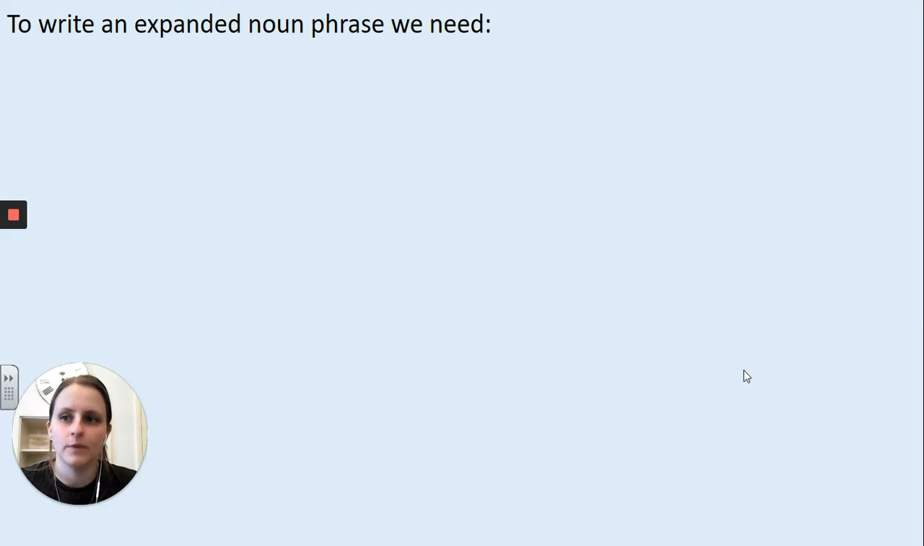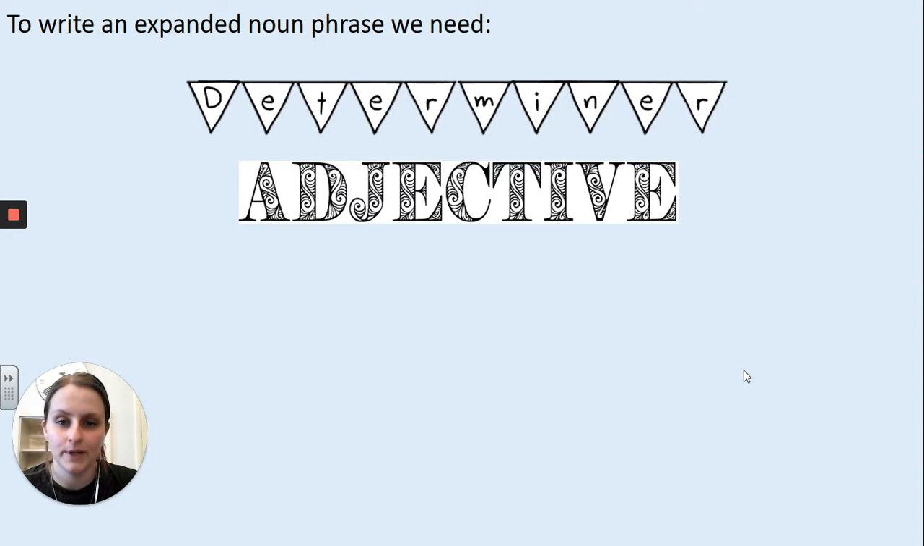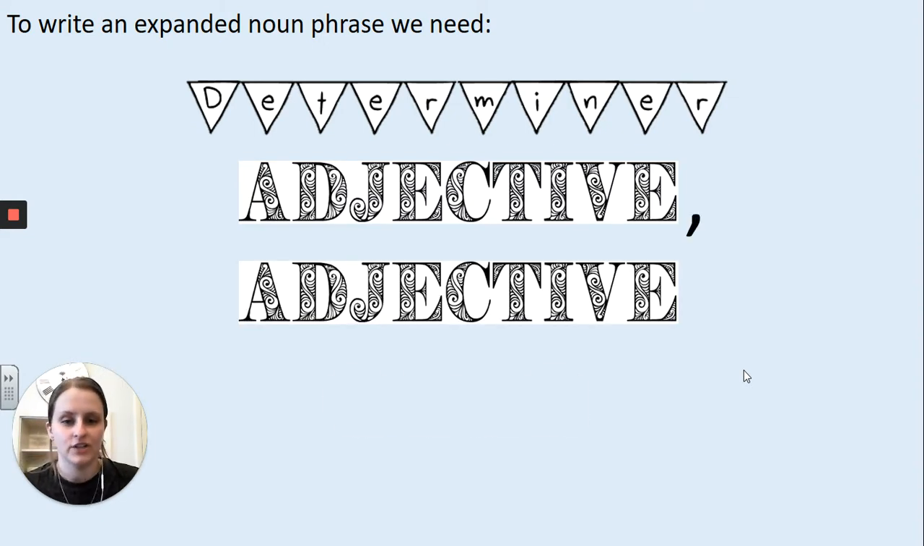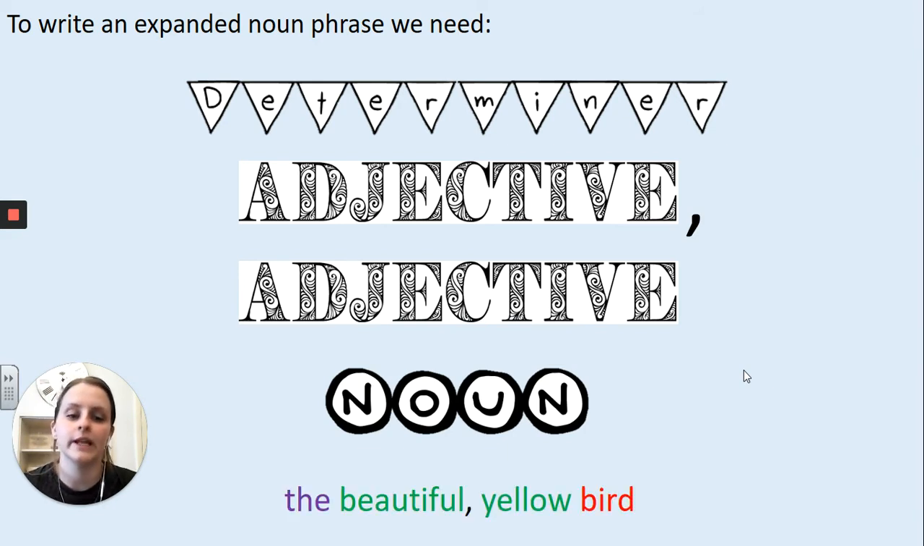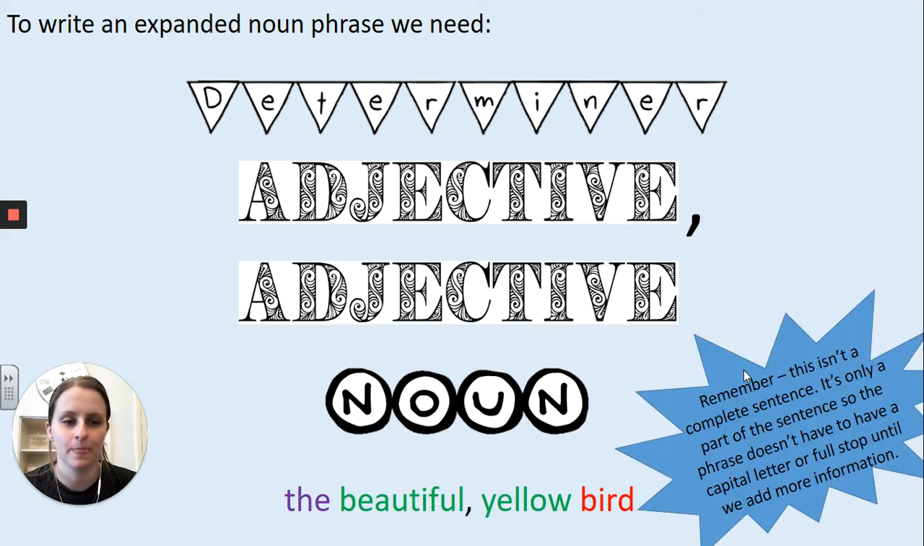Okay, so in our last lesson we talked about expanded noun phrases. To write one we need a determiner, an adjective followed by a comma, another adjective, and a noun. My example was the beautiful yellow bird. Remember, it's not a full sentence, it's just a phrase, so don't panic about the capital letter and the full stop. Today, we'll be focusing more on that, but for now, when you're just thinking about a noun phrase, you don't have to worry about that.